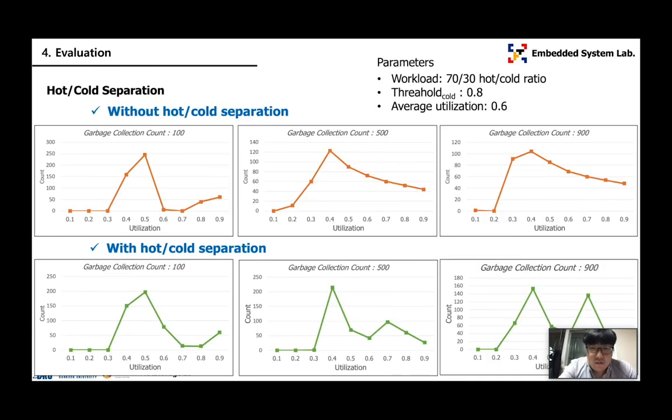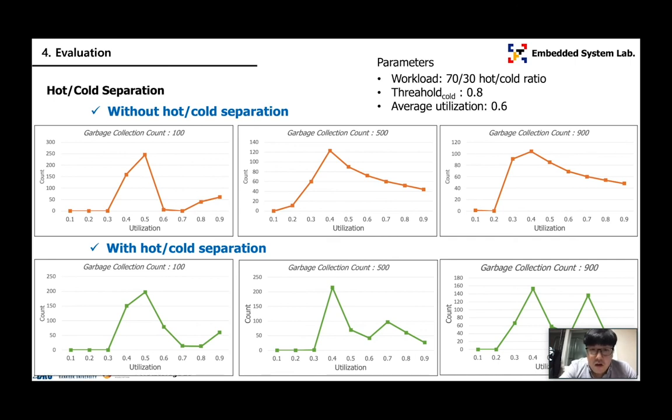This slide shows the effectiveness of hot-cold separation. In each graph, the x-axis is the zone utilization and the y-axis is the number of zones that have the relevant utilization. In this experiment, we set the initial zone utilization to 0.6. From this result, we can observe that without hot-cold separation, most zones have 0.6 utilization, and the average utilization is the same as the initial utilization.